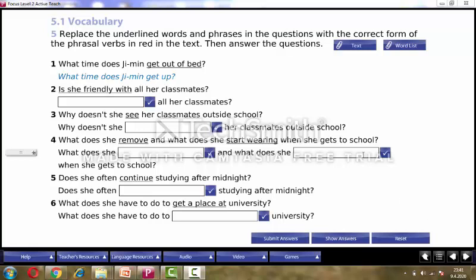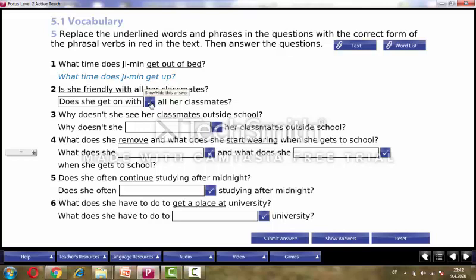What time does Jimin get out of bed? So you should replace get out of bed with some of the phrases that we've just read. What time does Jimin get up? Number 2, is she friendly with all her classmates? So, is she friendly with? To be friendly with somebody. Does she get on with all her classmates? To be friendly with somebody, to get on. Slagati se. Okay?